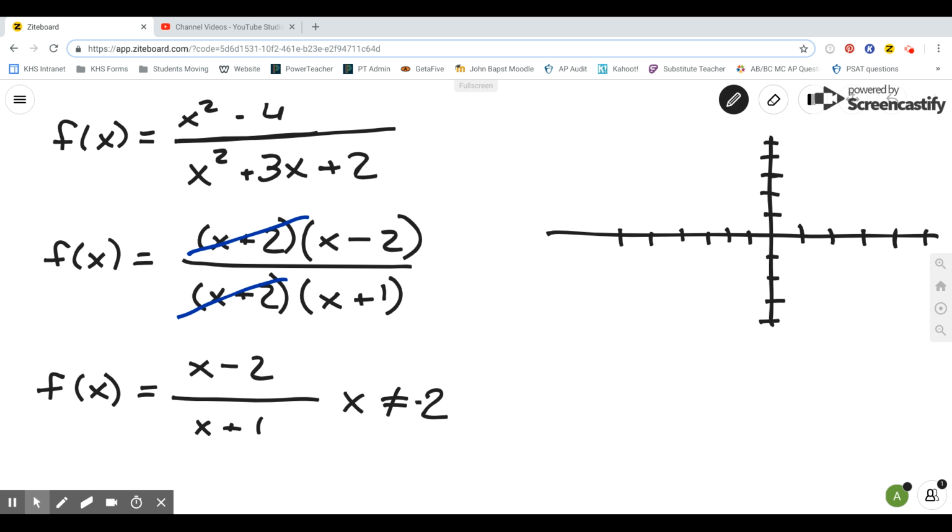So right off the bat, I am going to make a nice circle at x equals negative 2. To figure out what the y value should be, so what the point is for that circle, plug in negative 2. So we have negative 4 in the numerator and negative 1 in the denominator, which means we have a positive 4. So the removable discontinuity is at negative 2, positive 4, somewhere around there.